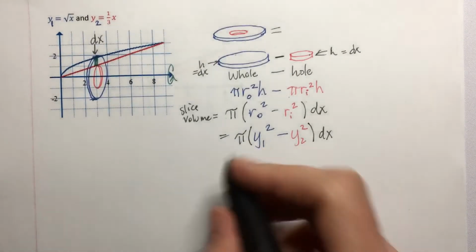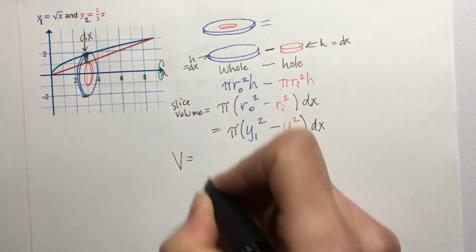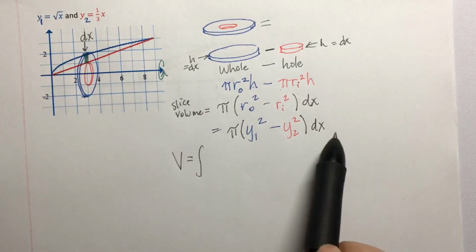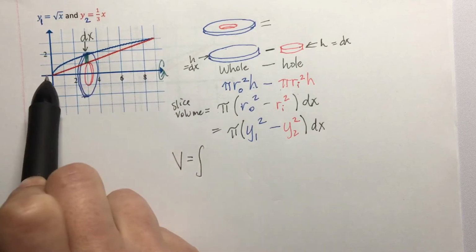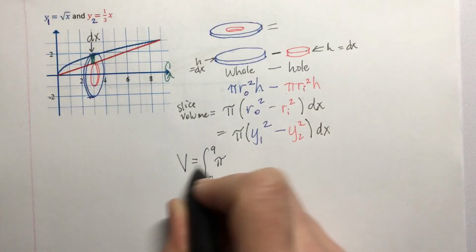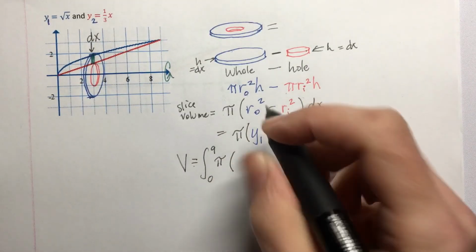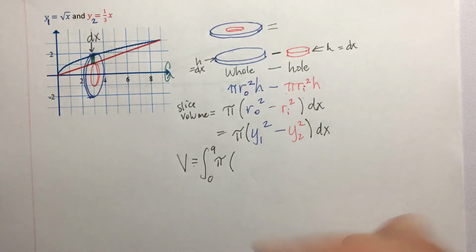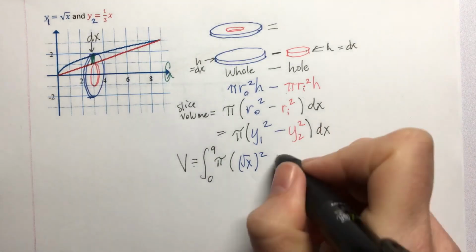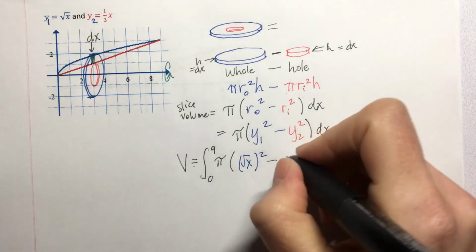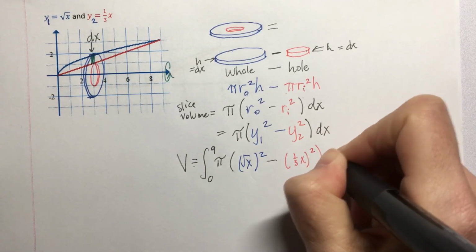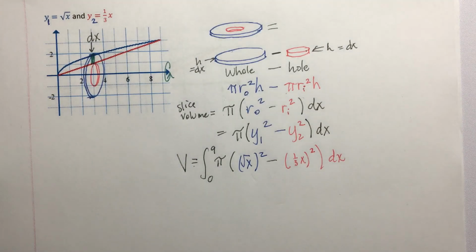Okay, so to get our whole volume, it's going to be the sum. That's an S for sum, right? Our bounds, since it's a dx, we look at what the x's are doing, and they're going 0 to 9, just like our previous example. And then pi, I could put that to the front if I want, and I probably will move it. And then y1, which is root x, getting squared, minus y2, which is 1/3 x, getting squared. And then all of this times dx.